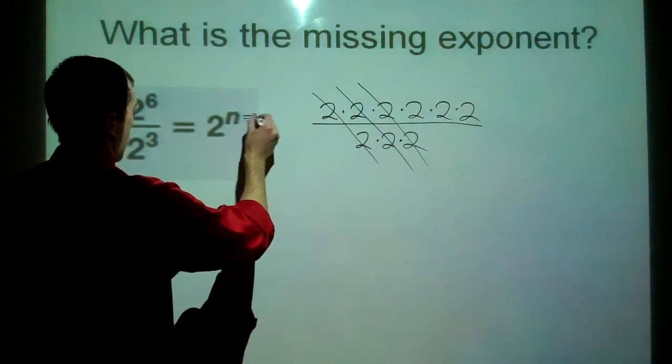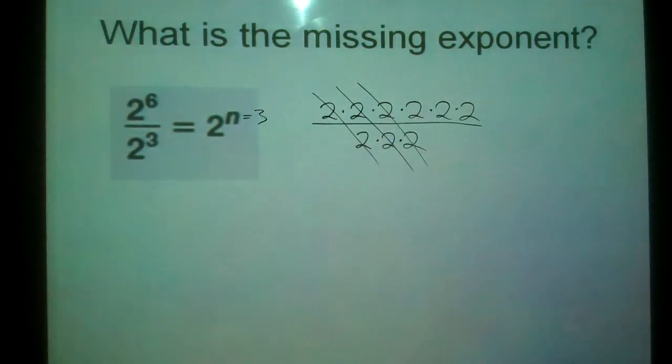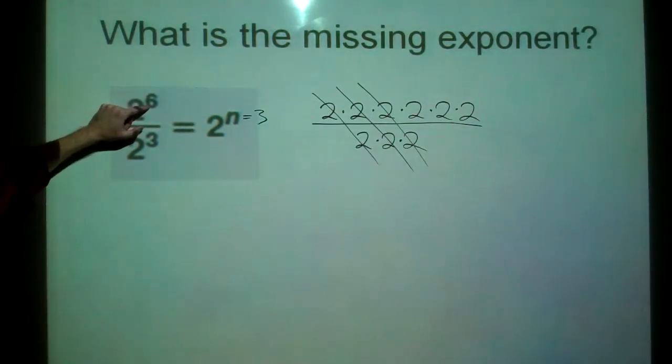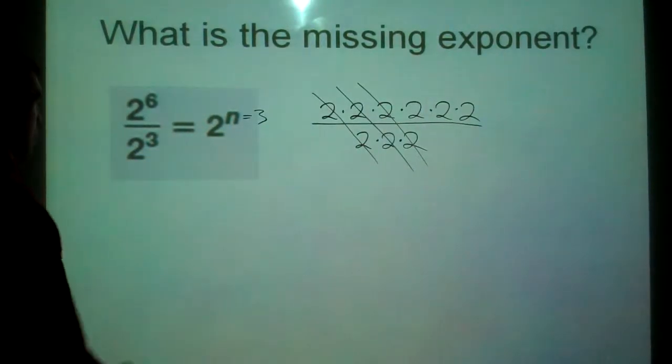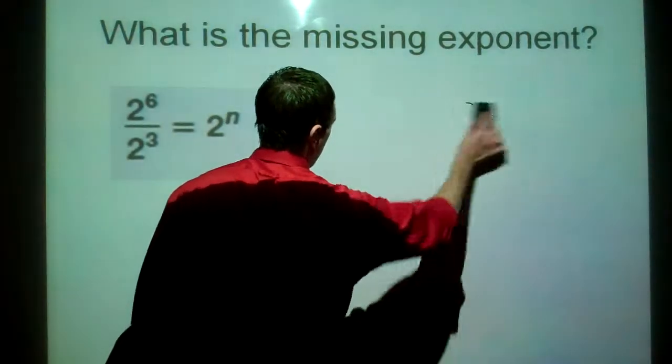Sorry, that would be 3. Okay. And as we'll find out in the future, our shortcut here would just be 6 minus 3, and we would get n equals 3 there. That's our shortcut, which we will talk about in the future.